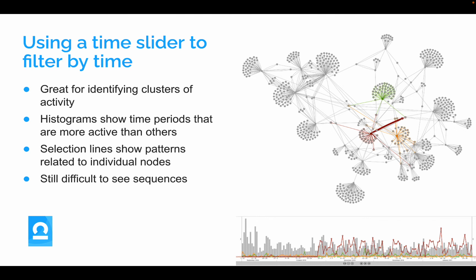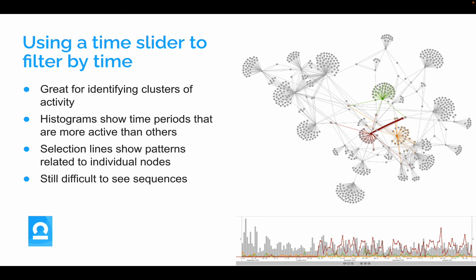The histograms down there at the bottom of the screenshot on the right-hand side are showing us the time periods where we're seeing a lot of activity. And the selection lines, which are the red, green, and orange lines that you see, are showing me the patterns of activity associated with a specific node.